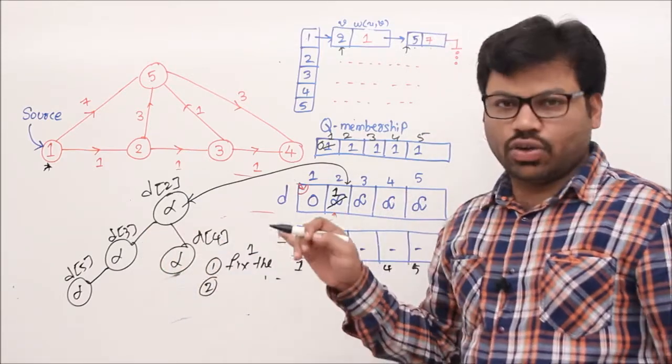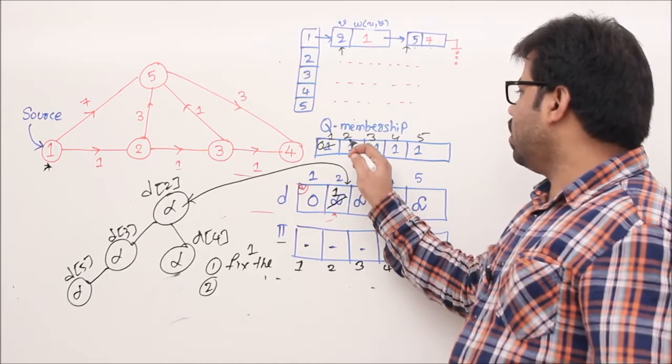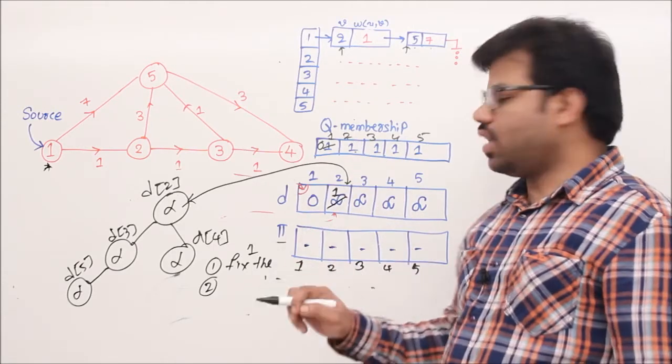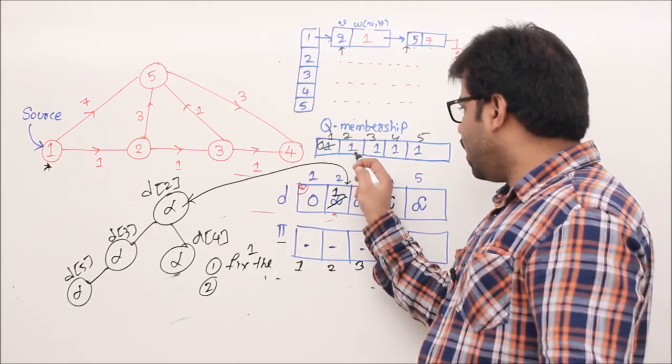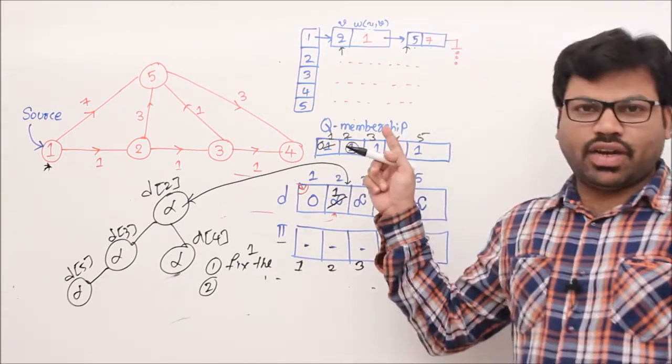If you have a doubt whether 2 is in the heap or not, directly go there and check here. 2 is there in the heap, right? Yes, it is there. Directly we can check here within constant time. That is the advantage of the membership matrix.